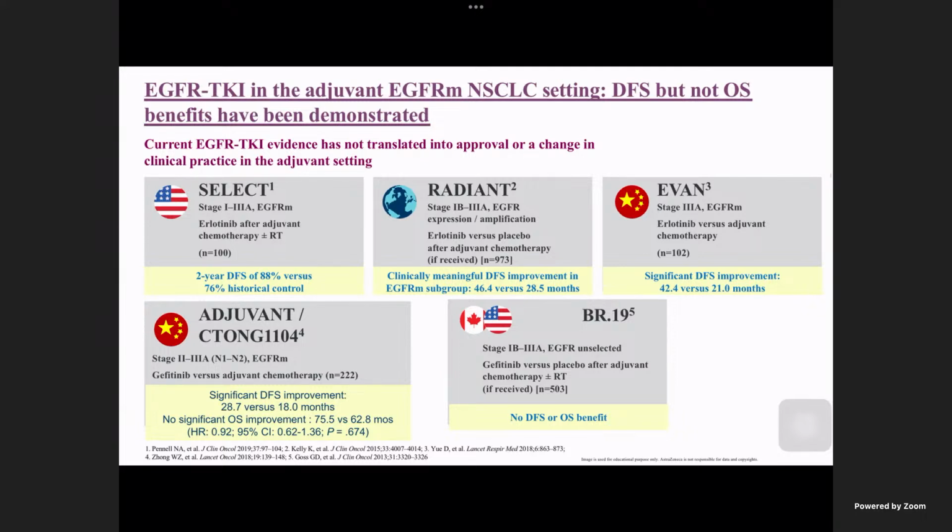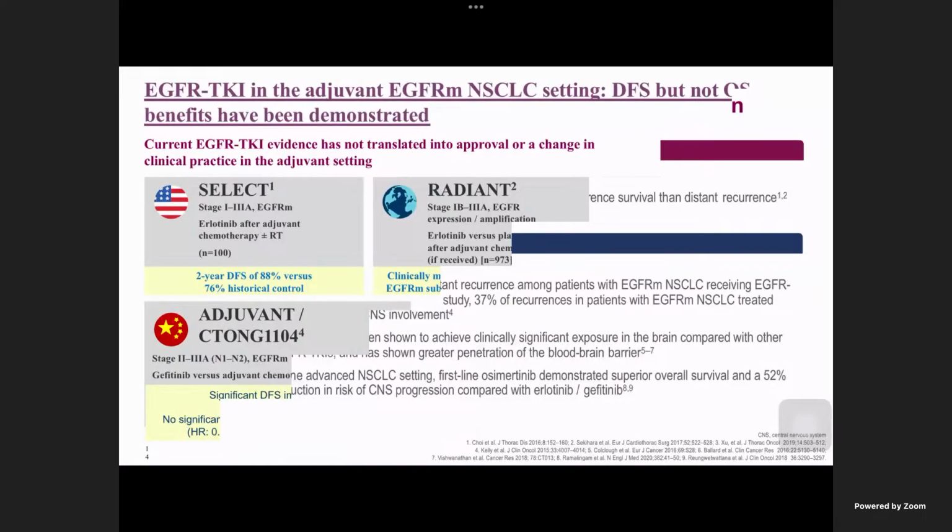Yes, there are studies with gefitinib, which were adjuvant, CTONG 1104 and BR.19, which had gefitinib with the placebo as the comparator arm. The others were with erlotinib, SELECT and RADIANT. They were done in different geographical areas with a diverse population. But again, the crux of the story was these studies had shown DFS advantage, but none of the studies had shown OS benefit.